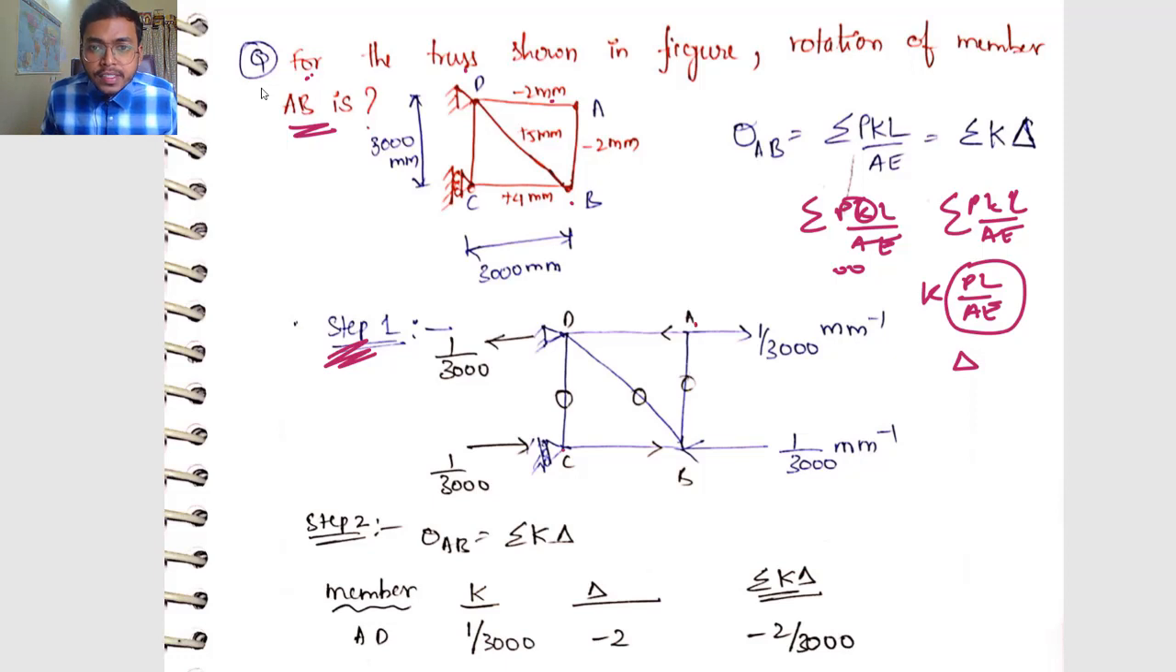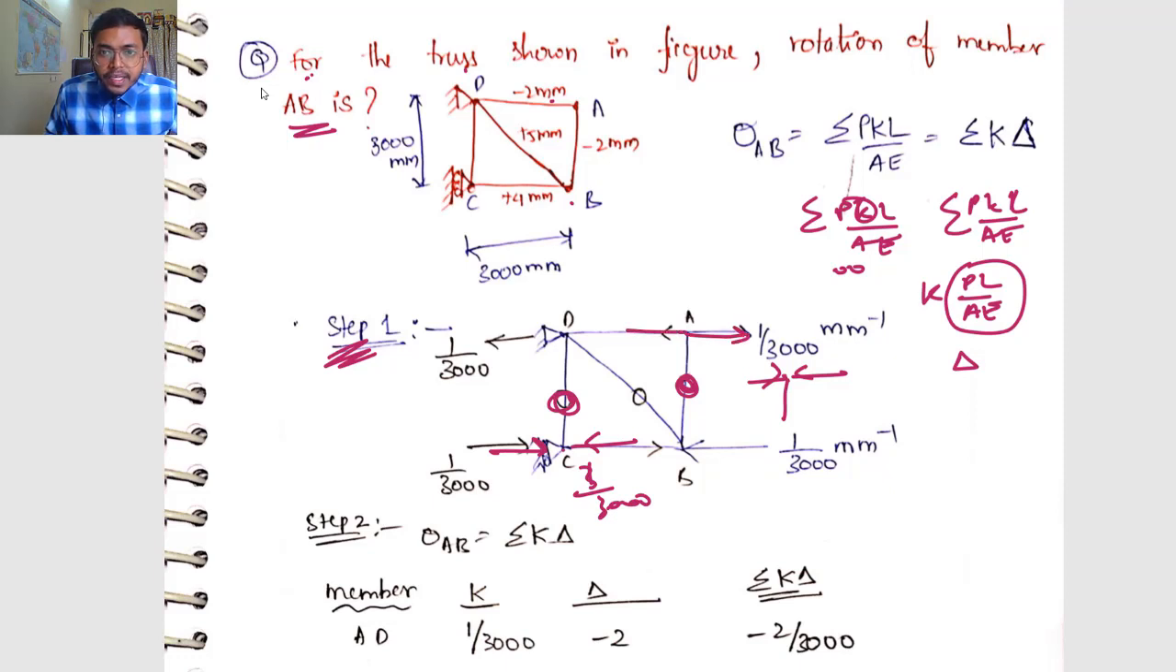How will I identify them? At joint A, two members are meeting, two forces are collinear and the third force is making some angle theta, therefore this is a zero force member. Now see joint C: again two forces are meeting and the third force is making an angle, and there is no external load, therefore this is also a zero force member. I need not find the support reactions, I can directly find the zero force members. Obviously these two forces are collinear, so this one should also carry 1 by 3000.